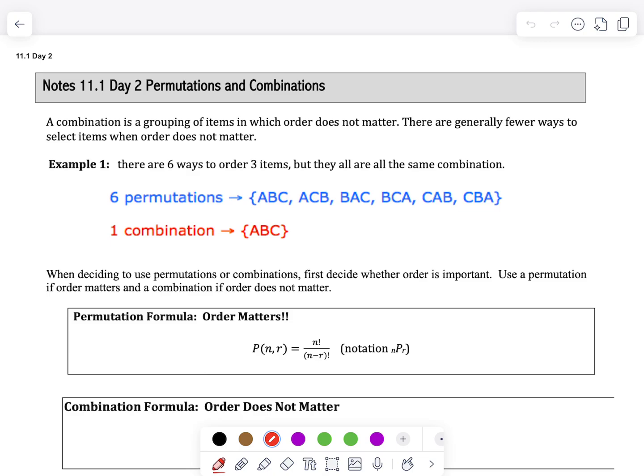So as a permutation in the blue, if you were to rearrange the letters A, B, C, you would get 6 permutations. But as a combination, once you've chosen A, B, and C, it doesn't matter the order. It's going to be only one combination. So when deciding to use permutations or combinations, you want to first make sure you decide whether order is important. Use permutation if order matters, and a combination if order does not matter. And then there are the formulas that were in our previous video.